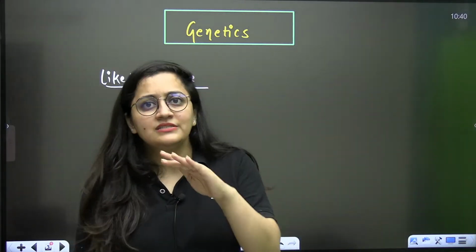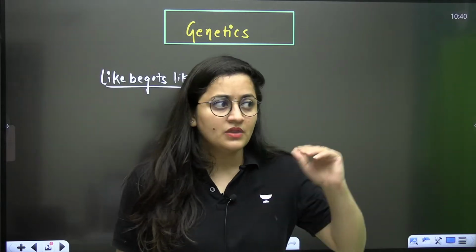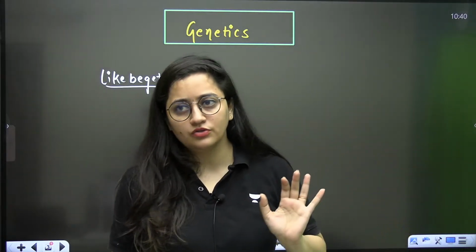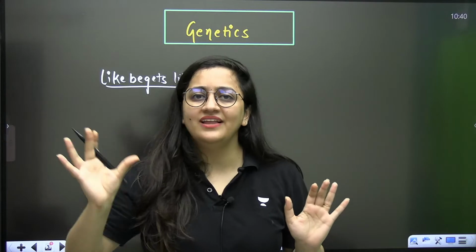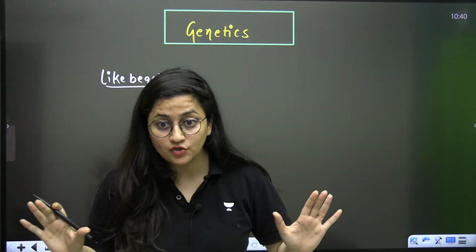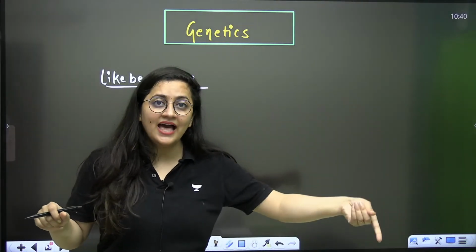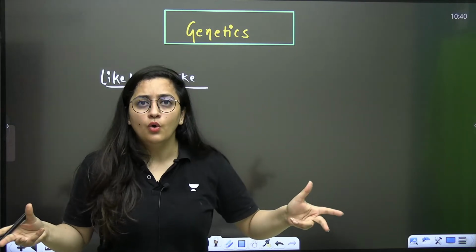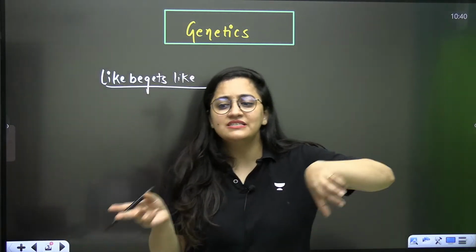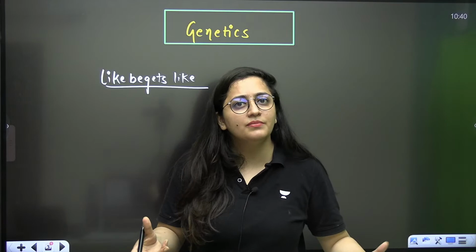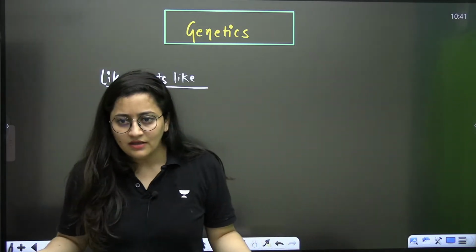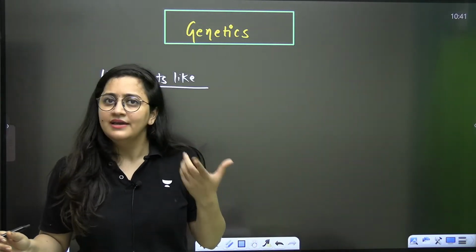Humans are going to give birth to humans only. Dogs are going to give birth to dogs only. Elephants are going to give birth to elephants only. It is not like dogs will give birth to cats or mice. If we are human beings, then obviously we are going to give birth to human beings only. That's what we know already, isn't it?